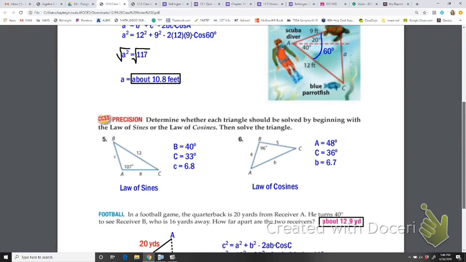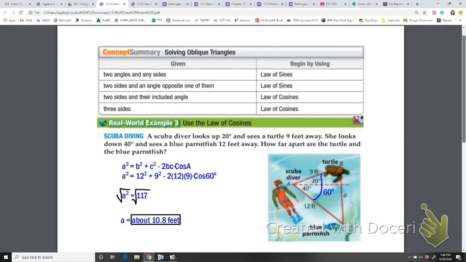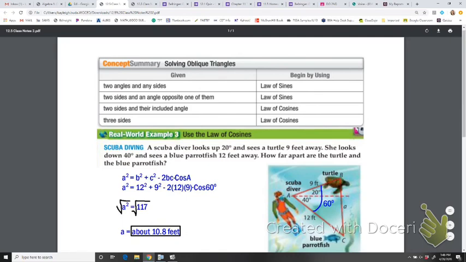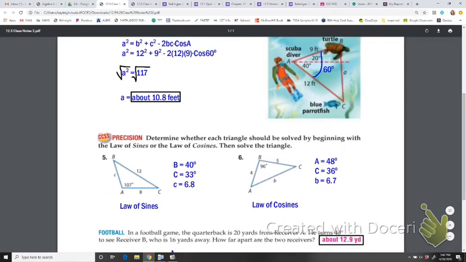You'll have two problems in your homework where it will say, determine whether each triangle should be solved with starting with the law of sines or cosines, then solve the triangle. So you have to look about what is given here. So on 5, you have two sides and an angle that's opposite of one of those sides. So if you go back up to the chart, I had two sides and an angle opposite of one of them, so that is the law of sines. And I won't go through the work, but the answers are there for you to work out on your own.